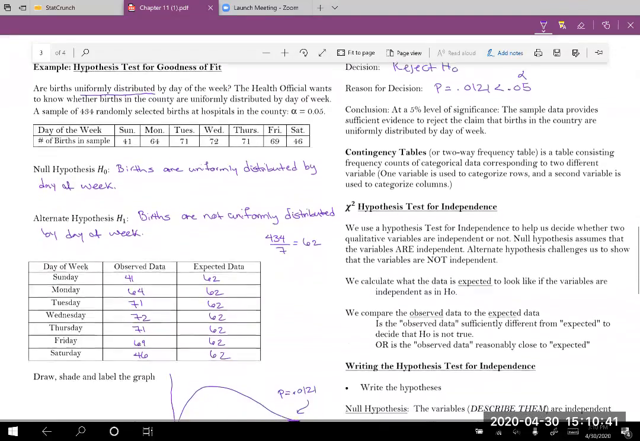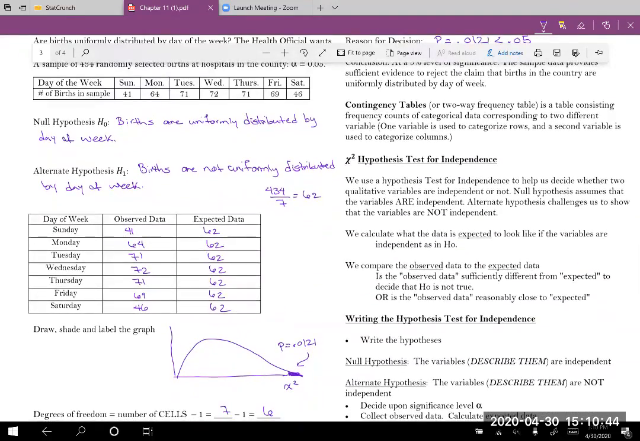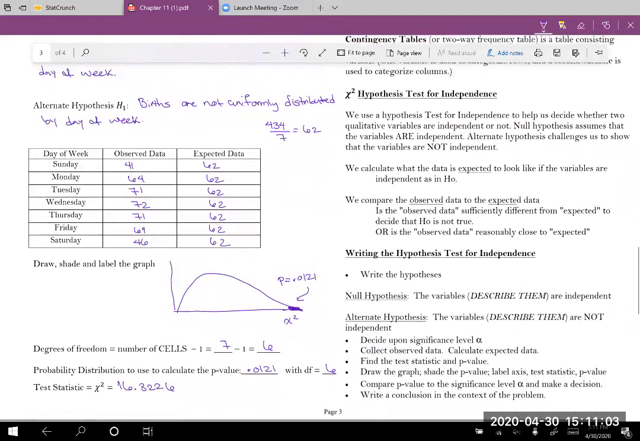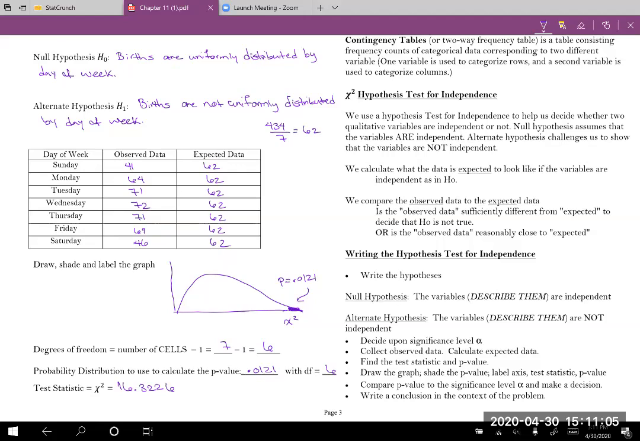Okay, moving on to the next part. A contingency table, or a two-way frequency table, is a table consisting of frequency counts of categorical data of 2 different variables. One variable is used to label the rows, and the second variable is used to label the columns. That's when the chi-square test for independence comes in. We use the hypothesis test for independence to help us decide whether two variables are independent or not. The null hypothesis assumes that the variables are independent. In the alternate, we always challenge that and say they're not independent.